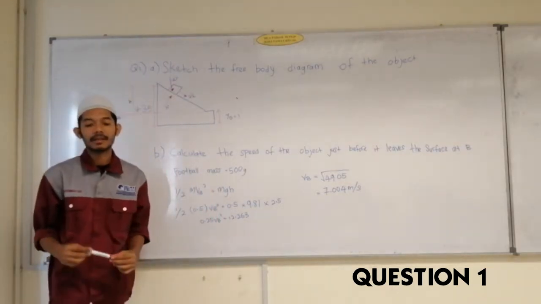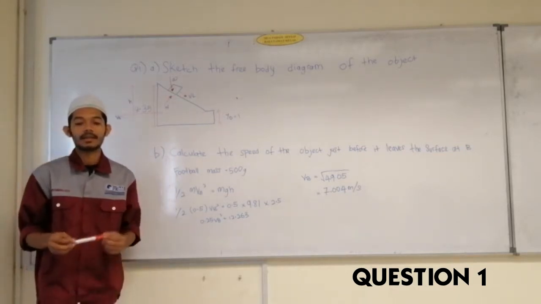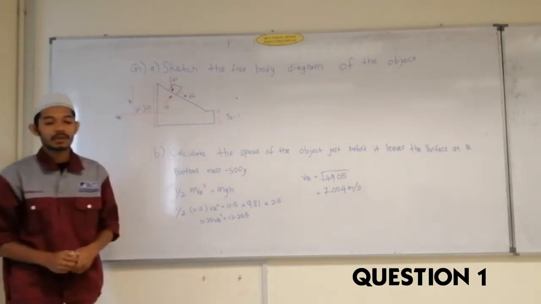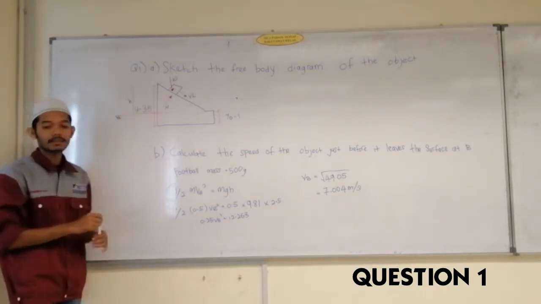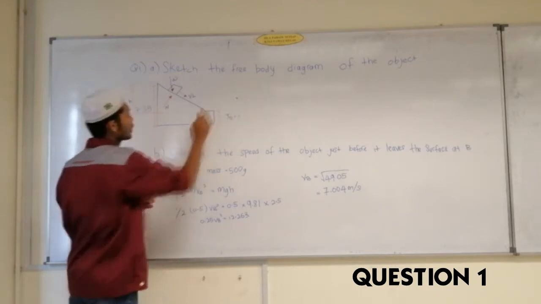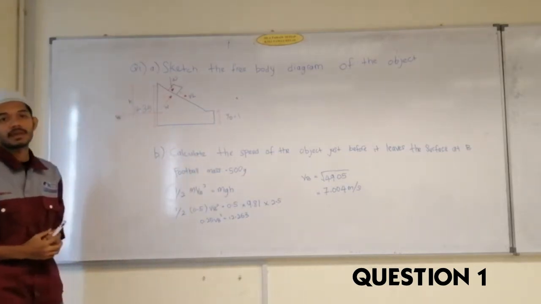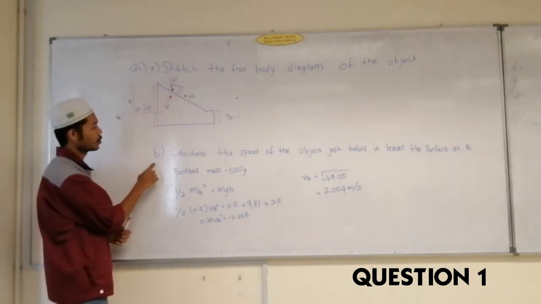For the assignment part 2, we have to solve this question. For question A, you want to sketch the free body diagram. So this is our free body diagram. I proceed to the next question.